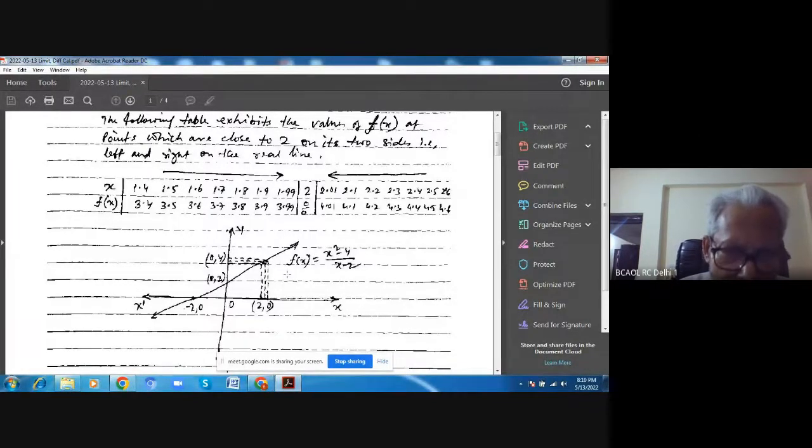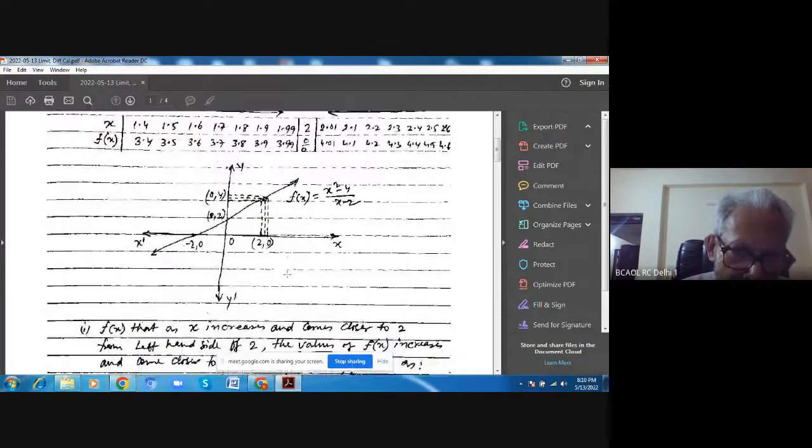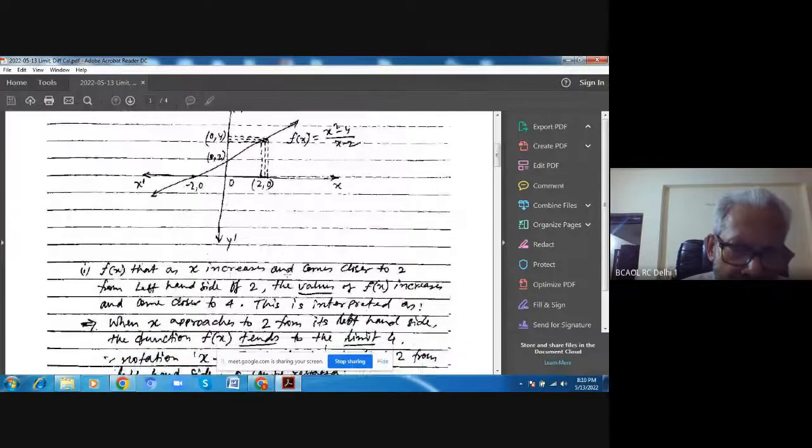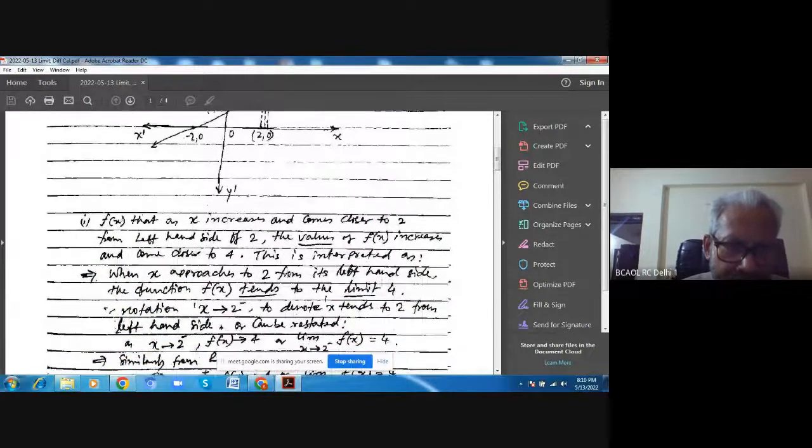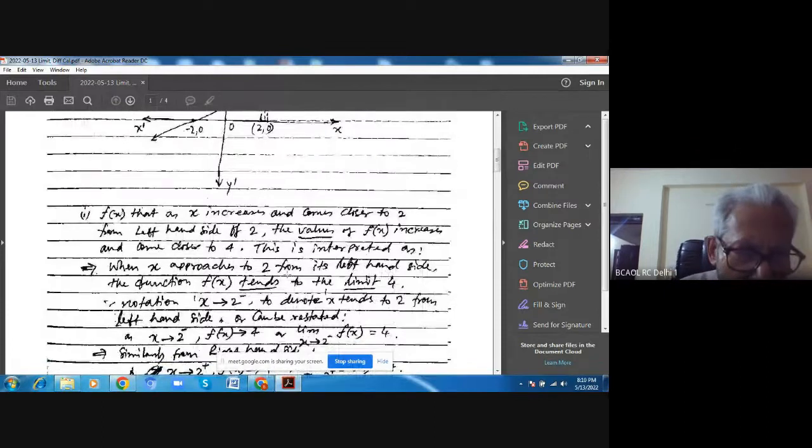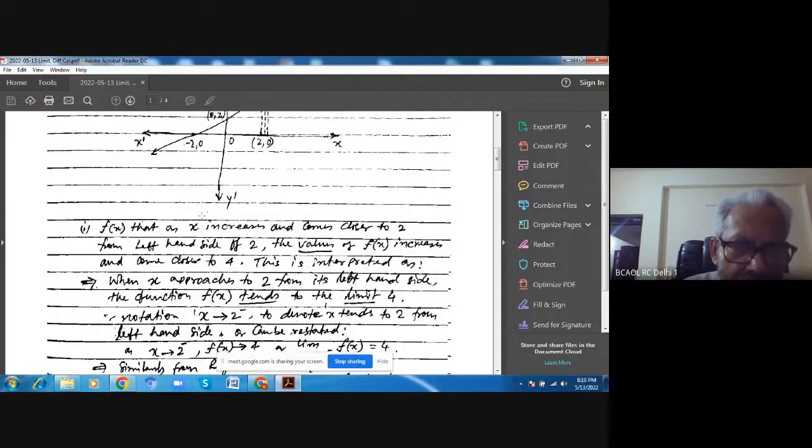Now how to represent? That is the thing. Now you carefully see what I have written here. Then you can understand the limit. Function of x, that is, I can show you here.